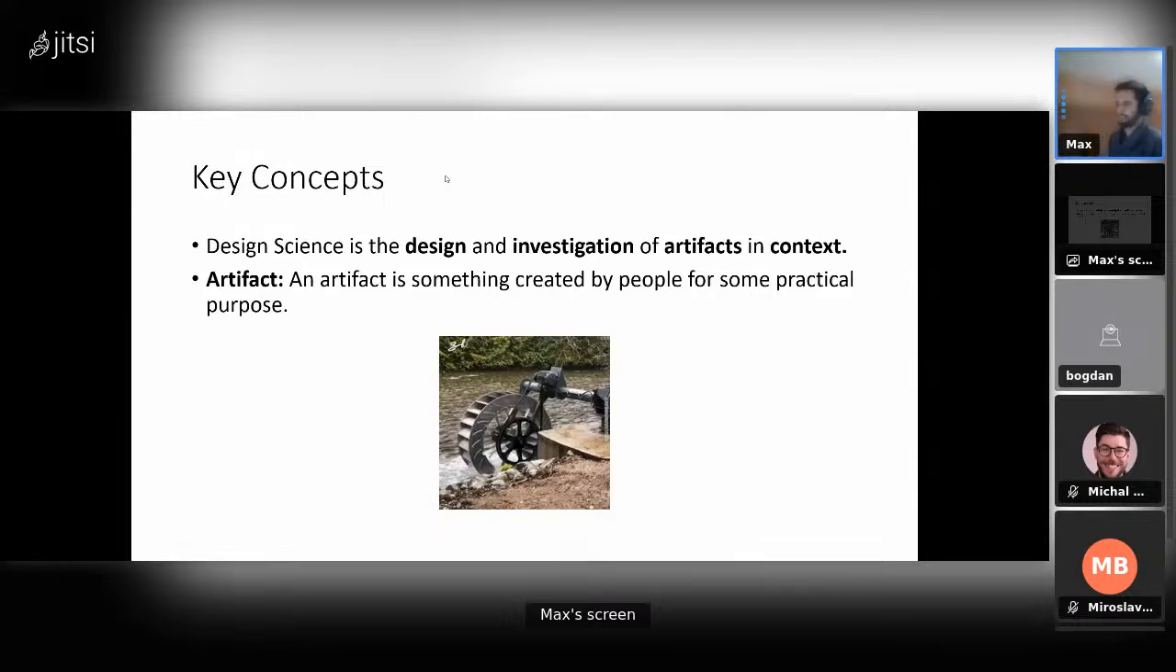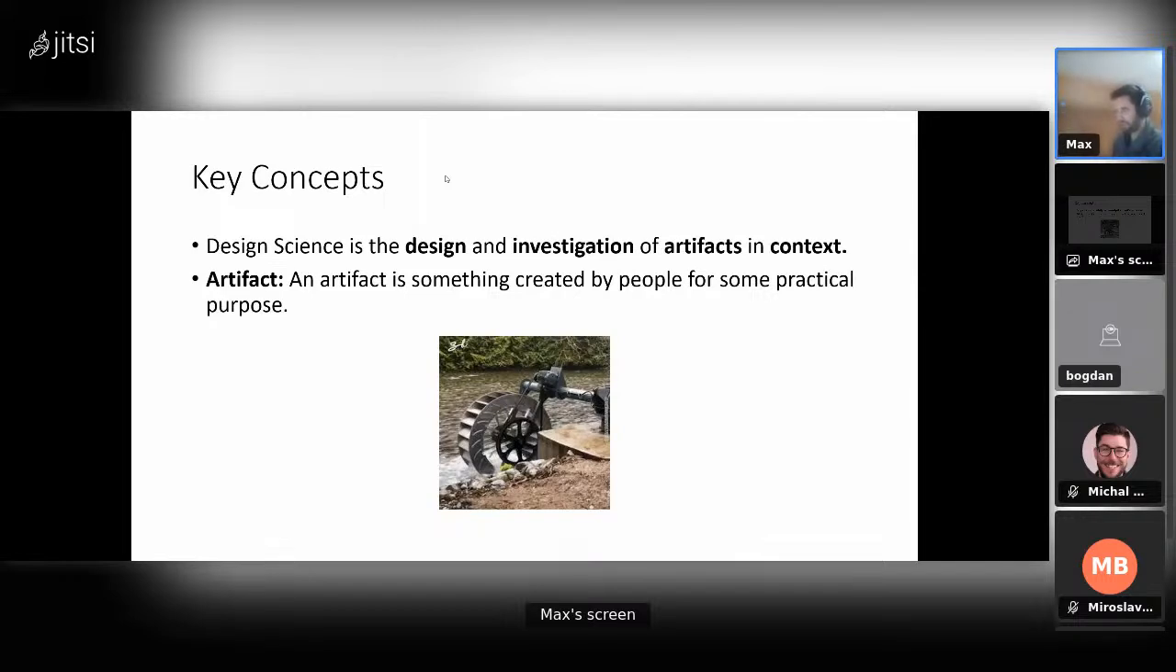An artifact is simply something that can really be many things. I will show in the next slides what I mean by this. Created by people for some practical purpose. If we take a very simple example, we have a water wheel that is made to produce some energy from the river. In this case, the artifact would be the water wheel itself, and the context would be the river.